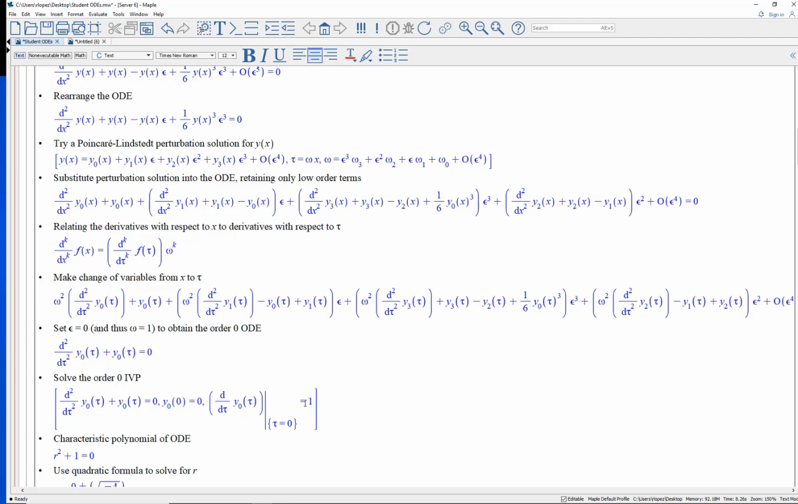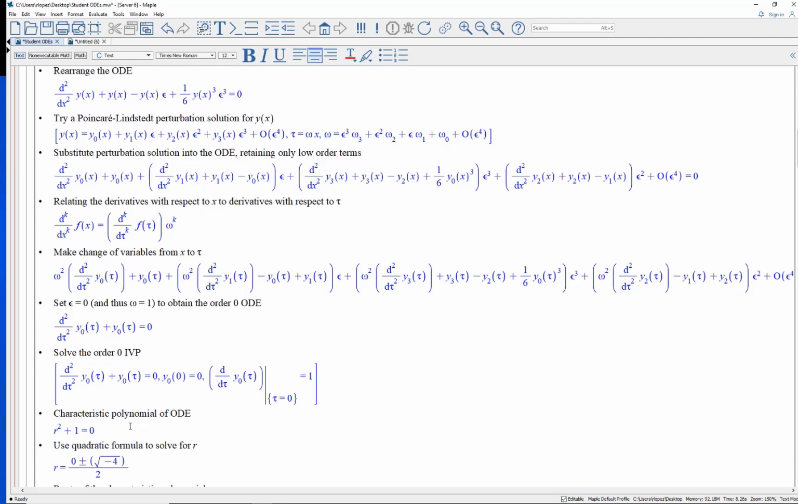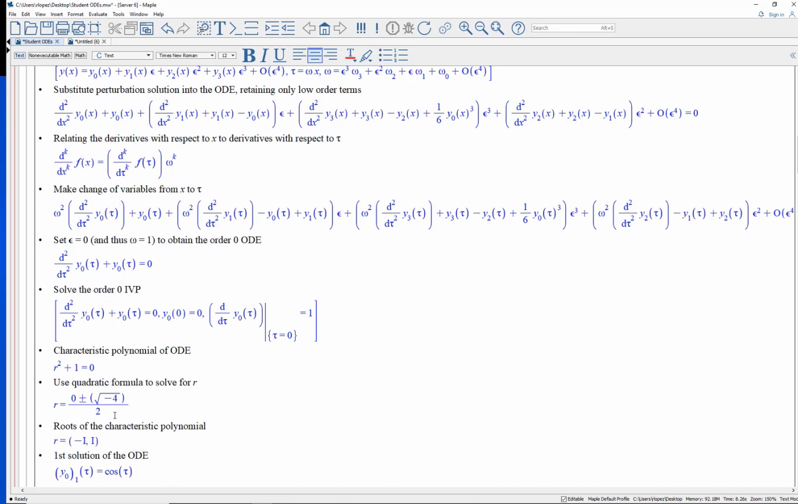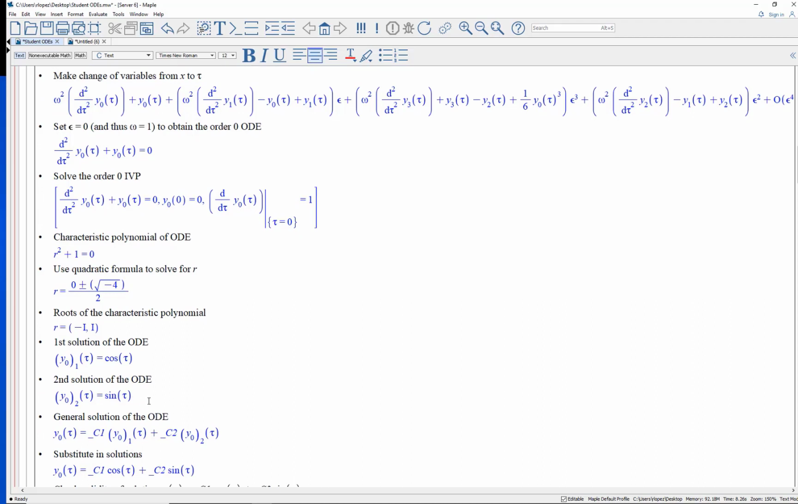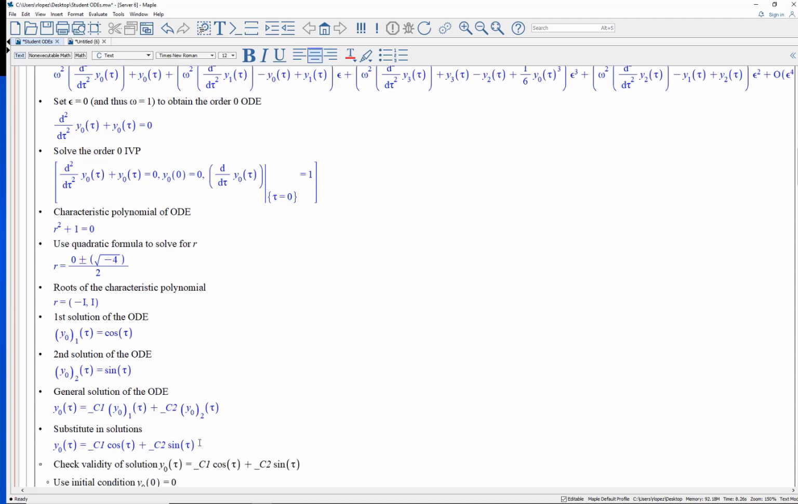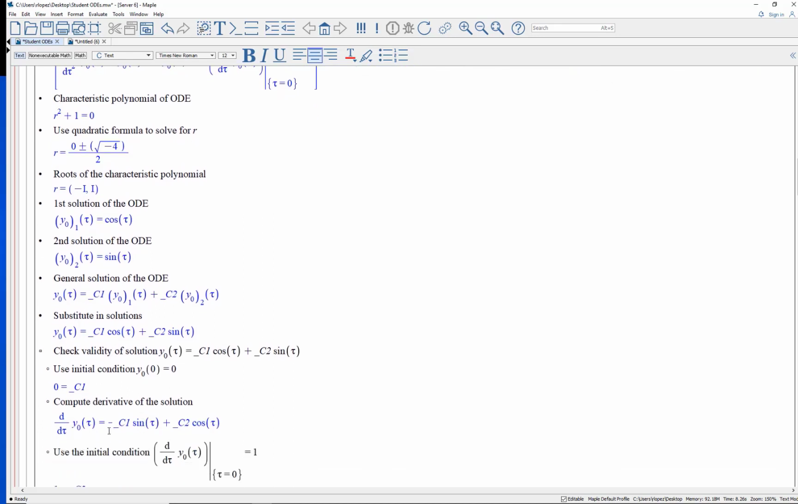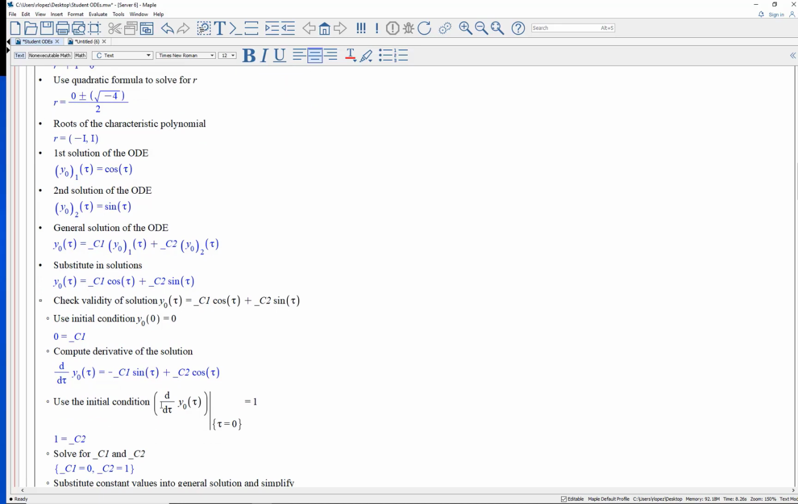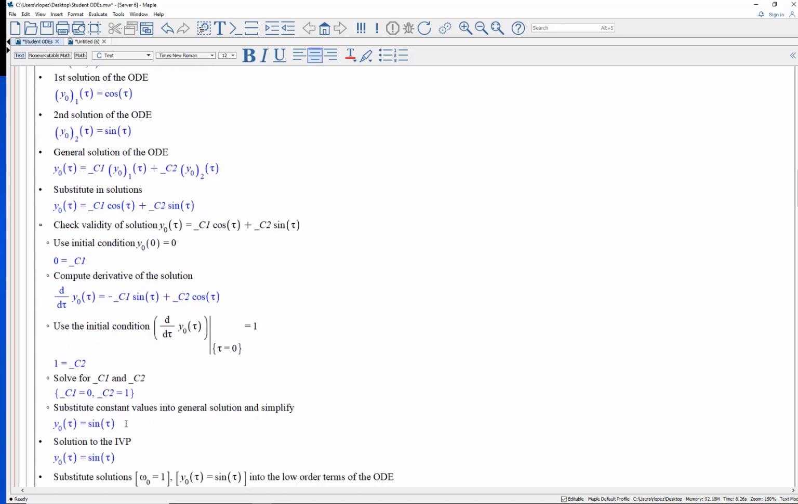And here's where you use the inhomogeneous condition on the derivative. And Maple backs up and it finds the characteristic polynomial, characteristic roots. It gets the first solution, cos tau, and second solution, sine tau, puts them together, makes the general solution for that problem. It checks the validity, makes sure it satisfies the initial conditions, and that requires that you calculate these two coefficients, and you end up with the solution to y0.